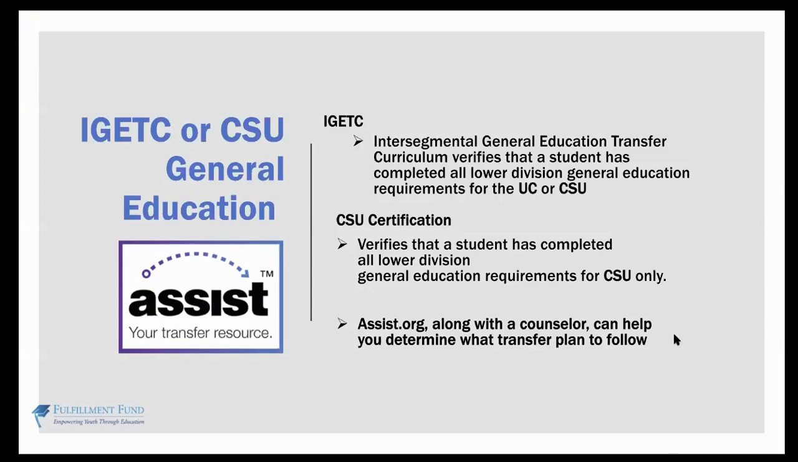So it verifies that students have completed all of the lower division requirements specifically for the CSU. And along with this, there's something called assist.org, and we're going to go in the next slide in more detail. But assist.org, along with a counselor, can help you determine your transfer plan. So assist.org is a really cool website where you can look up different transfer plans based on your community college. So we'll continue talking about that on the next slide.